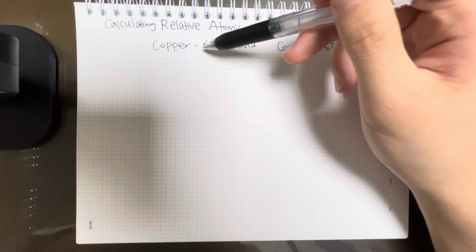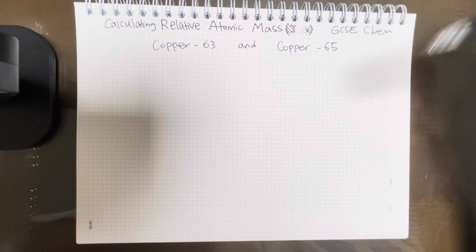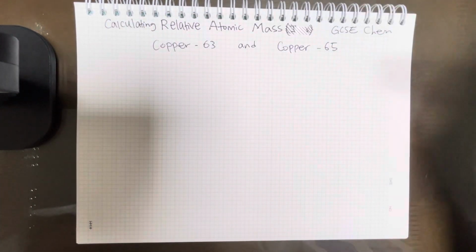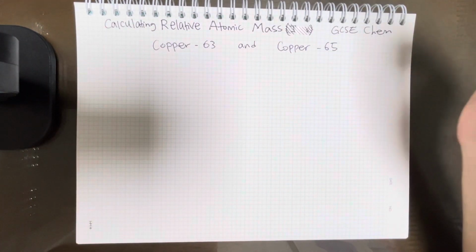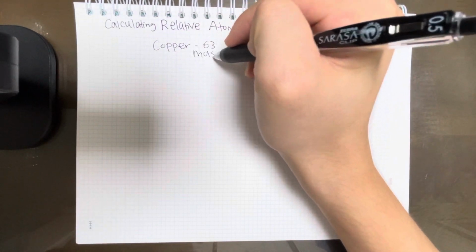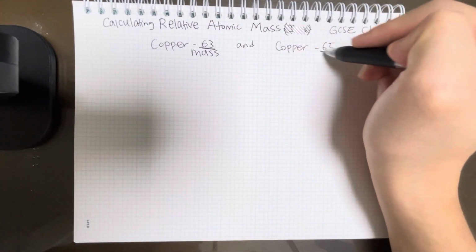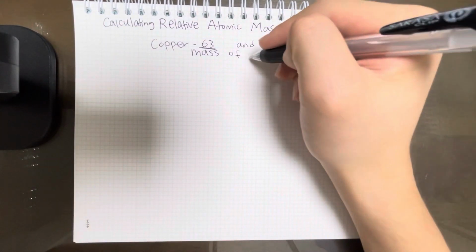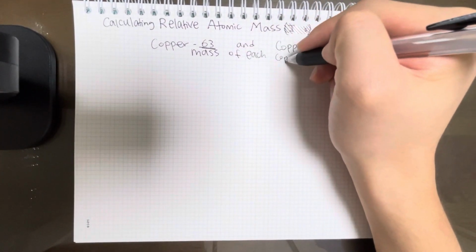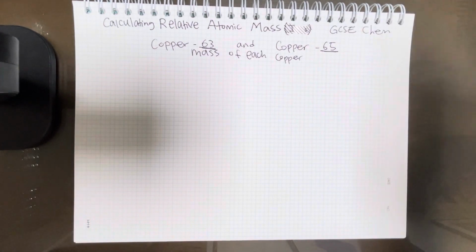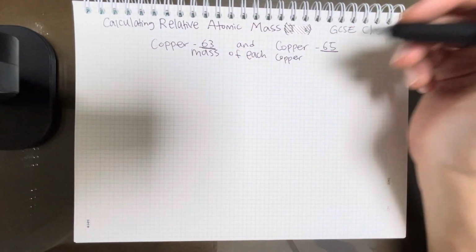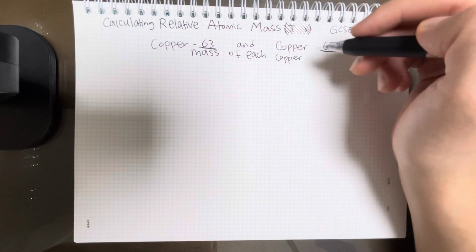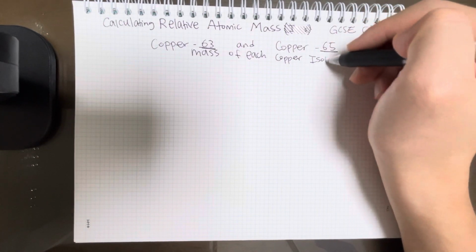Now, what do these numbers mean? Copper 63 and copper 65, what do these 63 and 65 mean? Well, these tell us the mass. This number and this number tell us the mass of each copper isotope. Remember, isotopes is when there's more than one type of copper with different numbers of neutrons. So this number tells us the mass of each copper isotope.